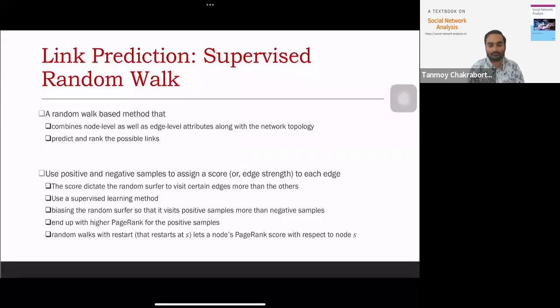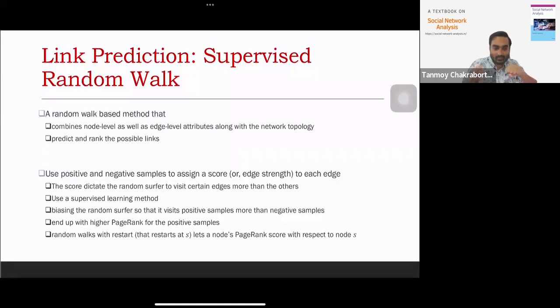Then you choose a node, and then you start a random walk with restart process from that node. Okay, we know what is random walk with restart. In random walk with restart, we do a random walk with certain probability, and with 1 minus that probability, you jump to the original node. So from each node, you do random walk with restart.